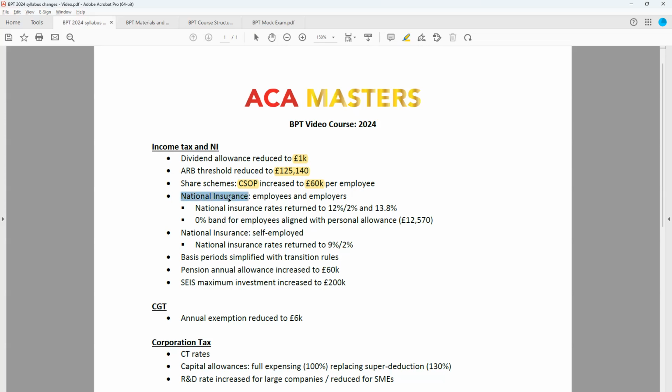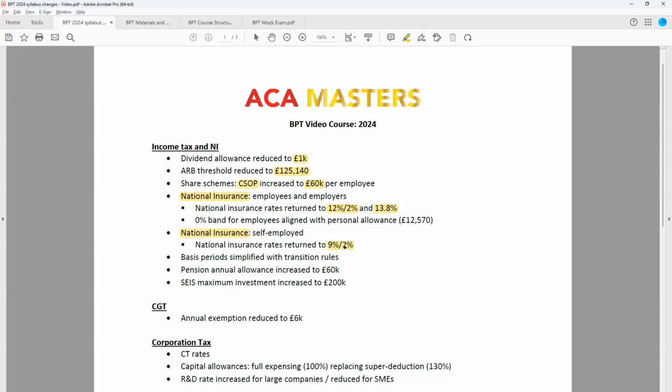As you may be aware from following the media, there has obviously been a lot of change with national insurance over the last few years. It had increased temporarily for exams in 2023, and the rates have now reverted back to their previous amounts. So for employees, 12% and 2%, and then employers 13.8%, and self-employed back to 9% and 2%.